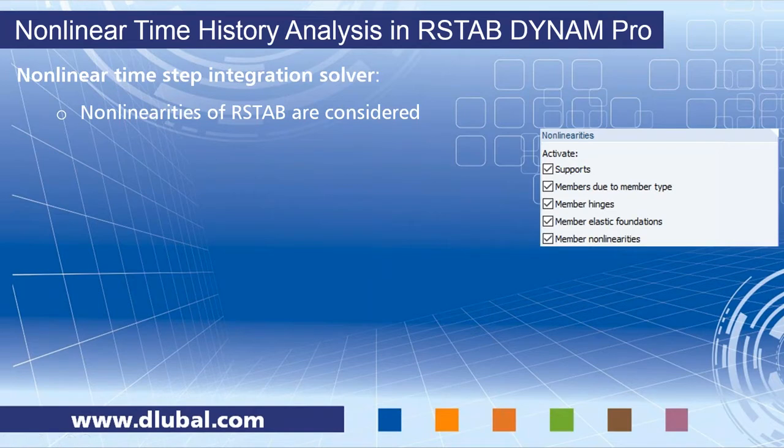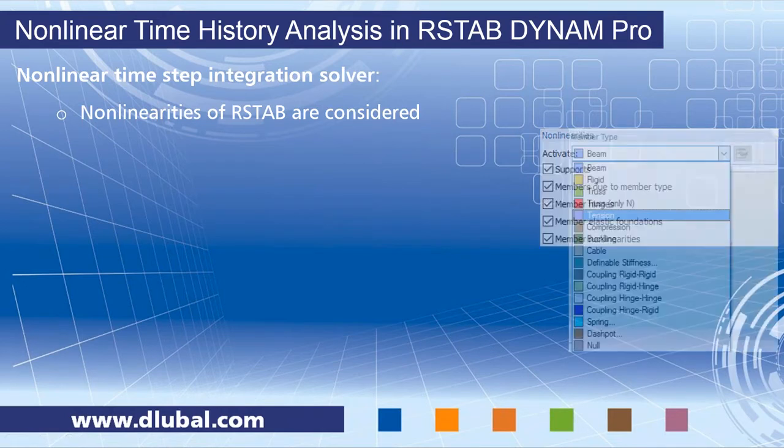This is also a direct time step integration scheme, so eigenvalues are not required and natural vibration cases are not assigned. All the nonlinearities that are available in RSTAB and that you defined in your model are considered in the nonlinear time history analysis. In the global calculation parameters, you get an overview of all the nonlinearities that are available in the main program. Depending on what you have defined in your model, the checkboxes are active, and otherwise they are deactivated. So, let's go into detail here.